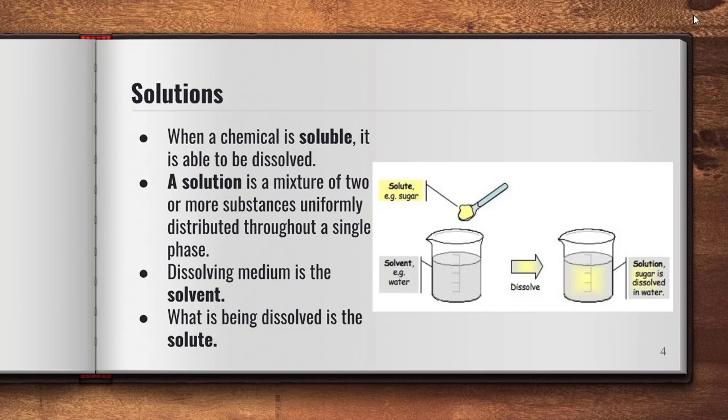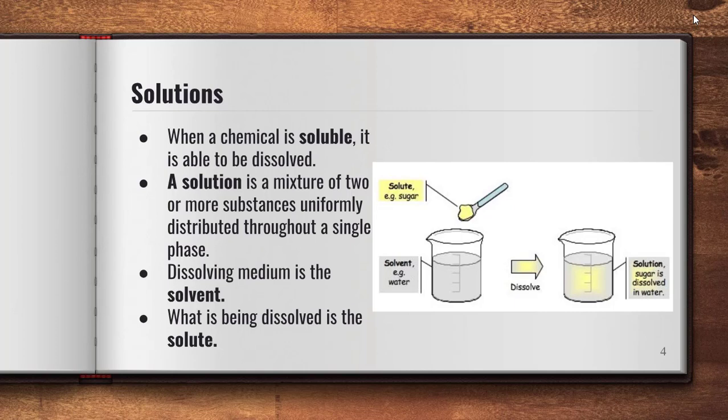So basically a solution is a mixture of two or more substances that are uniformly dissolved or distributed throughout a single phase. So for example, if I take a spoonful of sugar and I place it in water and stir it up, it will dissolve. That makes that a solution. You really can't discern between the sugar and the water. The sugar molecules have completely dissolved.